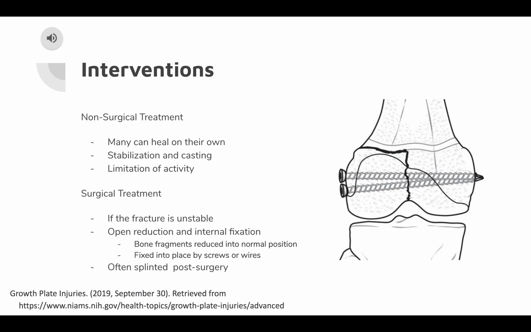The image on the right is of the reduction in internal fixation surgery, which is the most commonly used surgery to fix these fractures. As you can see, the bone fragment has been reduced, or moved back into place, and fixed there by screws, hence the name. However, it's not uncommon for the surgeon to splint this post-surgery.